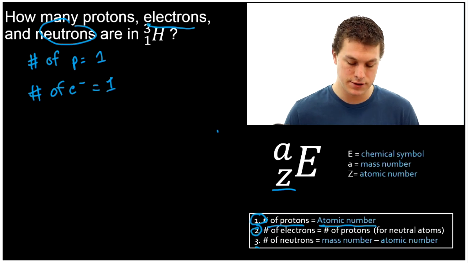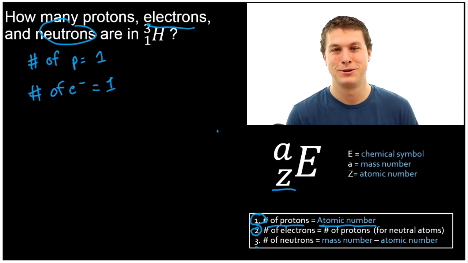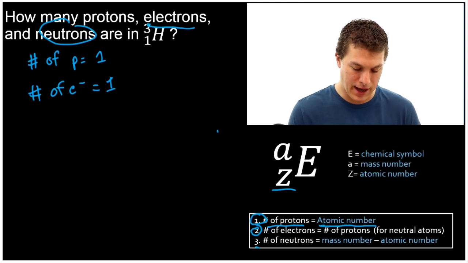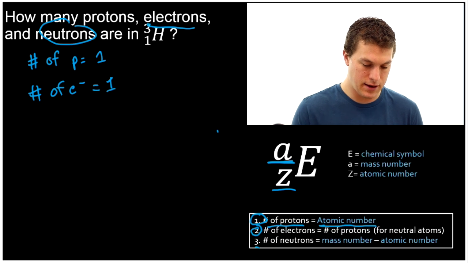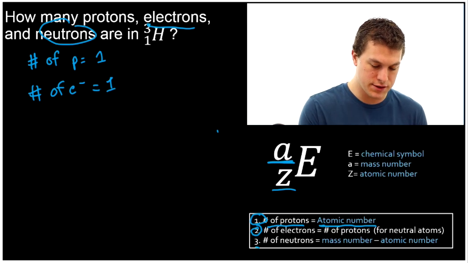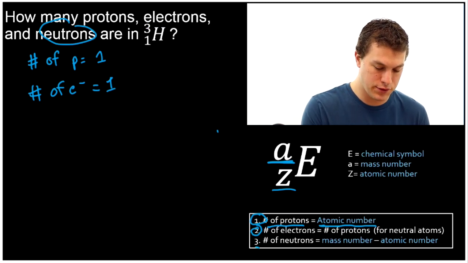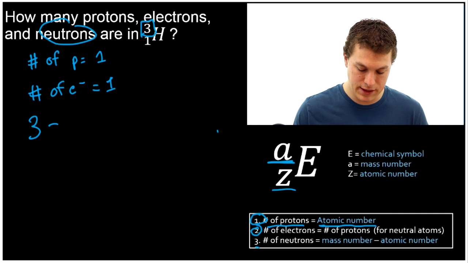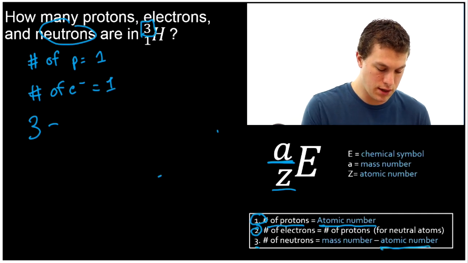The number of neutrons is equal to the mass number minus the atomic number. All right, so the mass number, remember, is this top guy, A here. And for us, the mass number in our symbol, you'll notice, is 3. Right up here, that's 3. So we need to do the mass number, 3, minus the atomic number, 1, and that's going to give us 2, which is the number of neutrons.